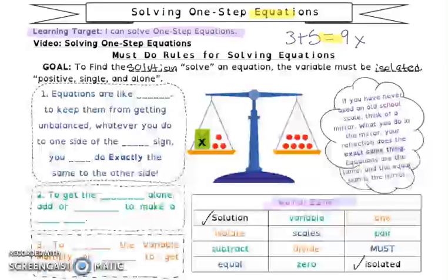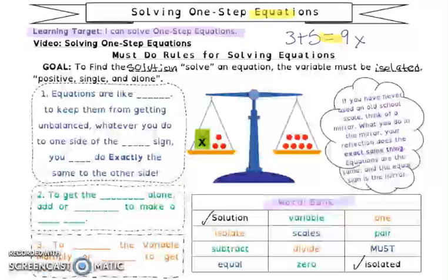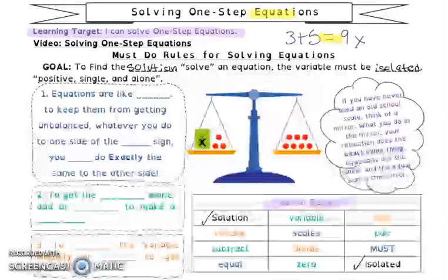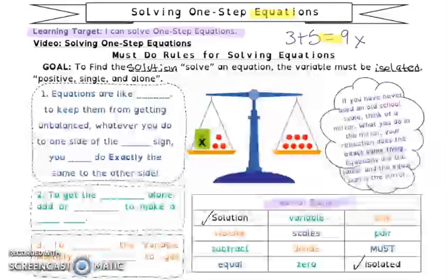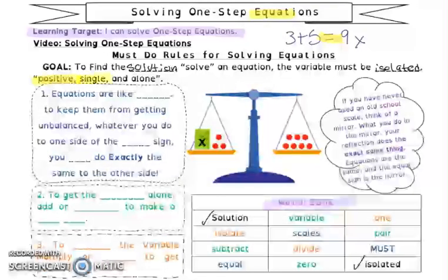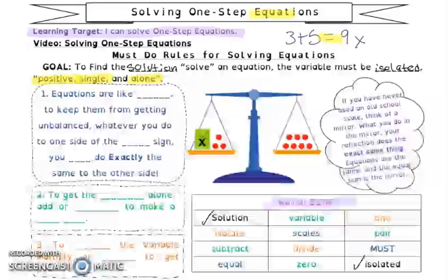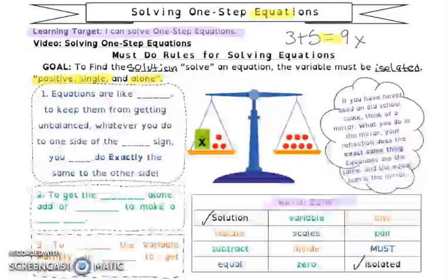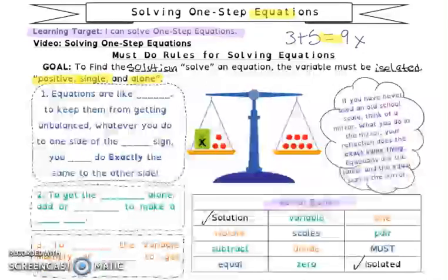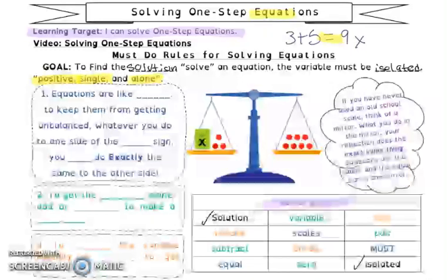All right, so the very first line says, goal, to find the solution or solve an equation, the variable must be isolated. That means that our variable needs to be positive, single, and alone. Okay, so she needs to be all by herself. Okay, and she's happy about it too. Okay, so our variable needs to be all by itself, has to be positive, and there can be nothing else attached to it. Okay.